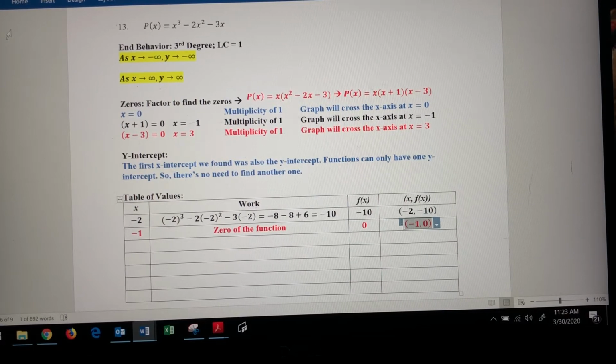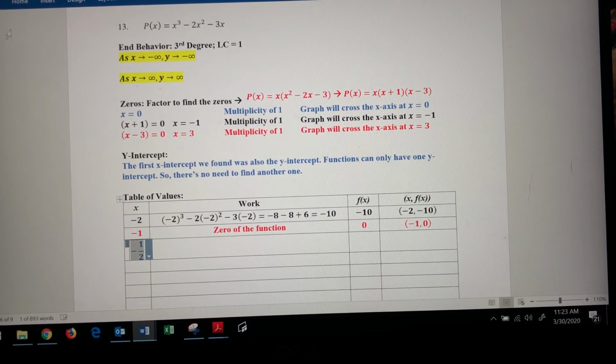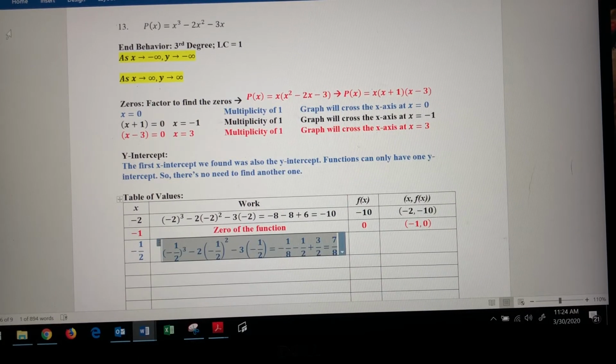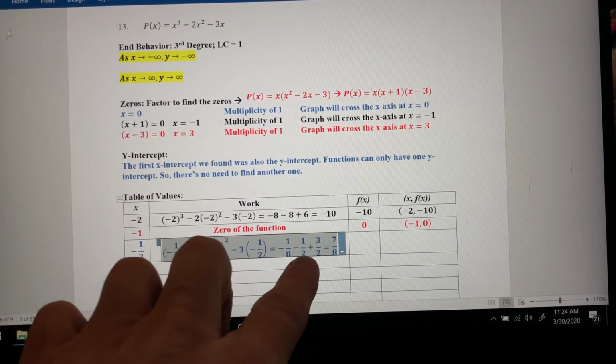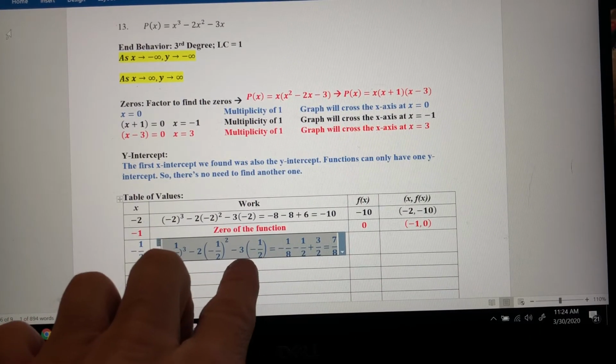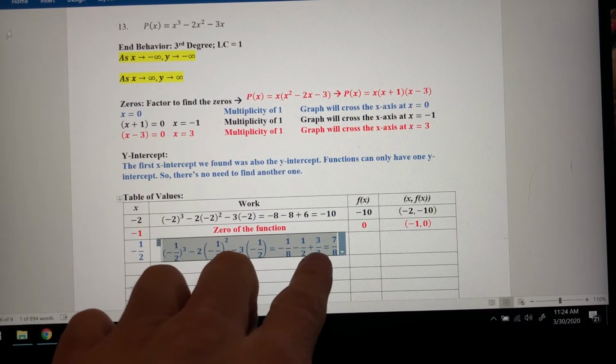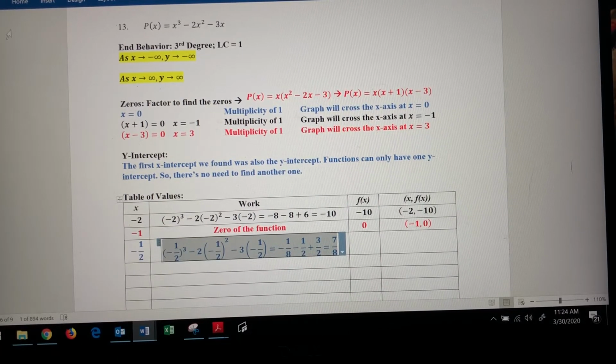The next value I want to find: we had a 0 at -1 and a 0 at 0, so I want to find a value in between. So we're going to plug in -1/2 just to make sure I know where the graph is going to be there. Math's not necessarily easy. Nobody likes fractions. But when I cube -1/2, I get -1/8. When I do this part right here, that leads to a -1/2. And when I multiply -3 times -1/2, I get +3/2. If you get a common denominator there and add those three fractions, you get 7/8. So the point (-1/2, 7/8) will be on the graph.